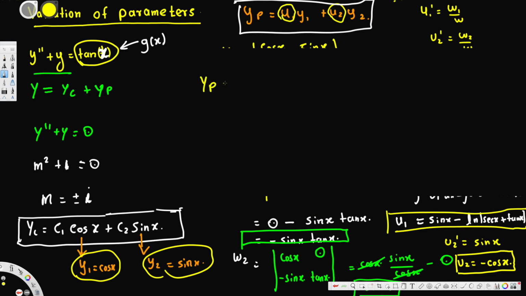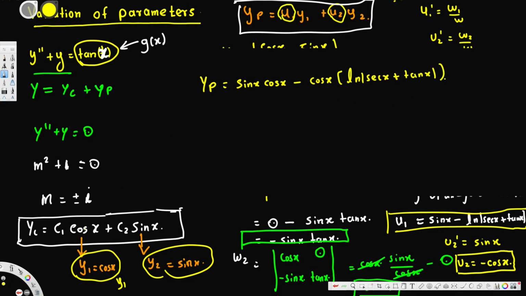yp is going to be u1 times y1. u1 is sine x minus ln sec x plus tan x, and y1 is cos x. Here is our y1. Cos x multiplied by this gives sine x cos x minus cos x times ln sec x plus tan x.